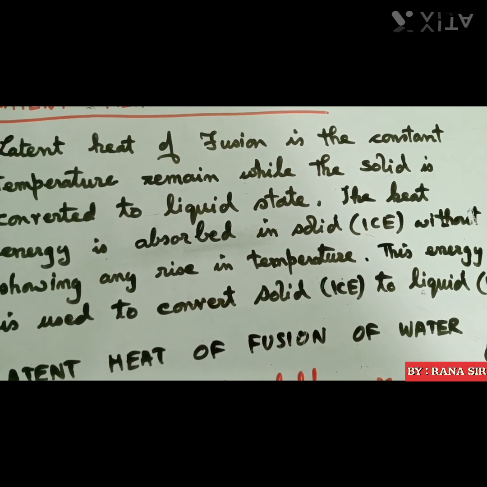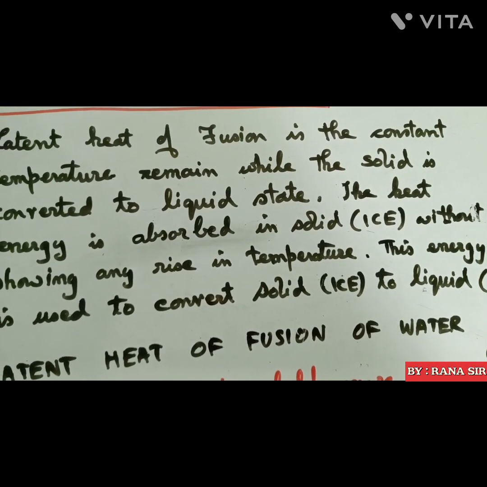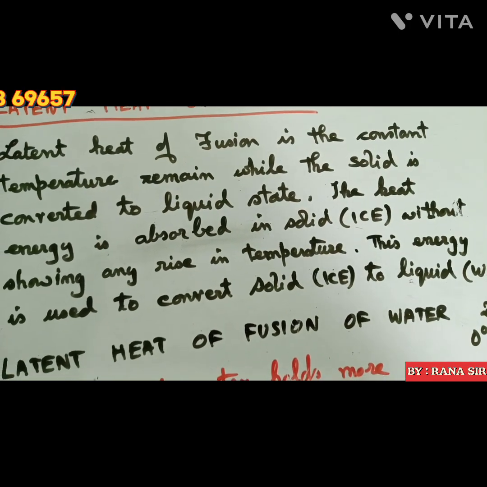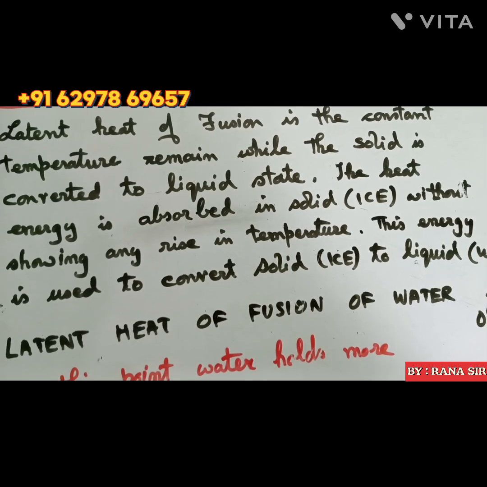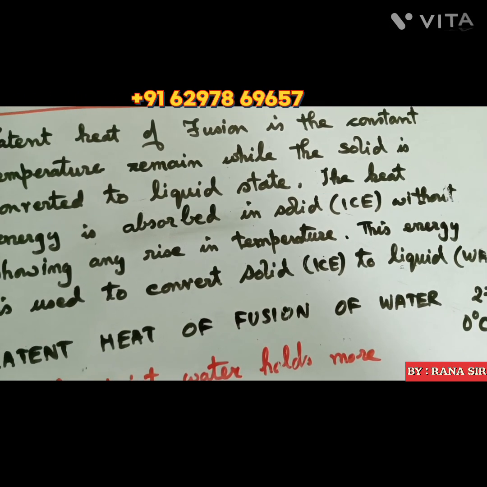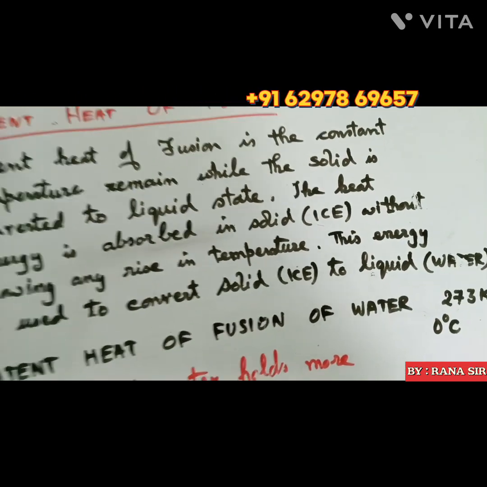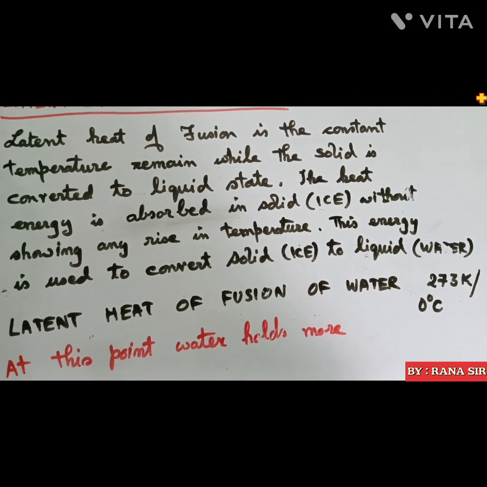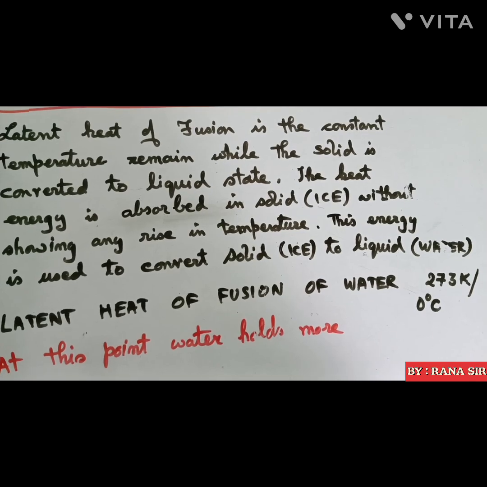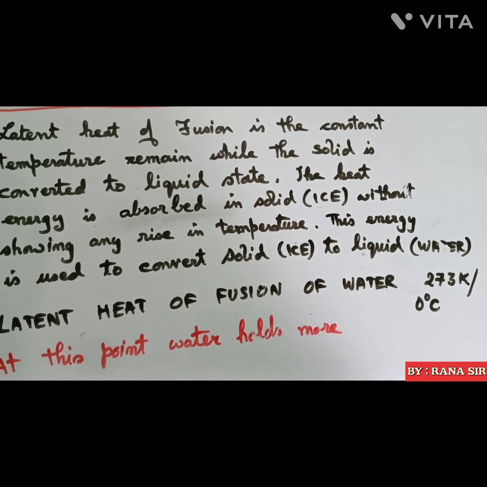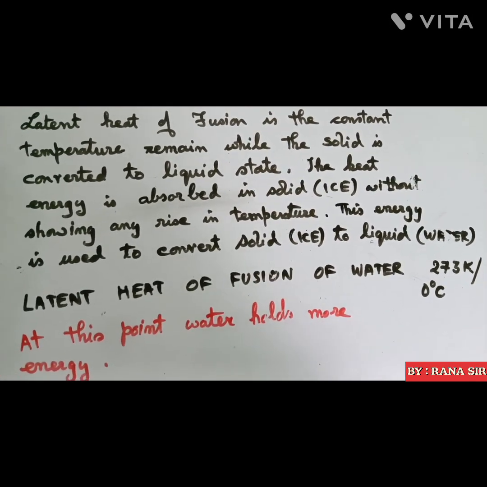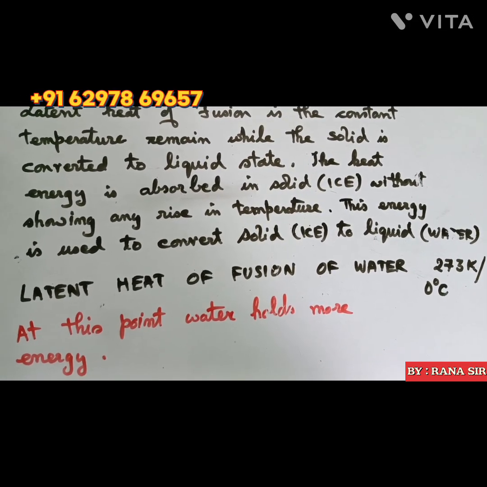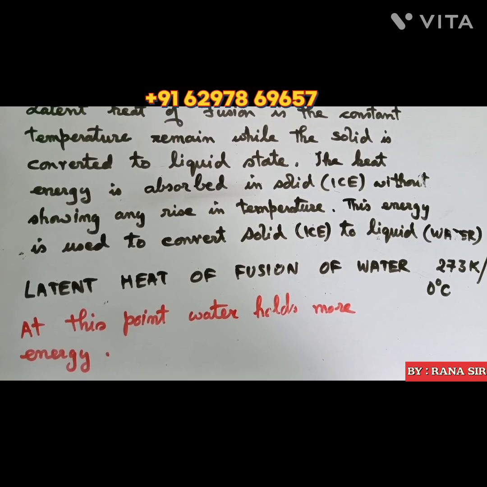The heat energy is absorbed in solid, for example ice, without showing any rise in temperature. And this energy is used to convert solid ice to liquid water. Latent heat of fusion of water is at 273 degrees K or 0 degrees C. What is C? Celsius. So at this point, that is 273 degrees Kelvin or 0 degrees C, water holds more energy.